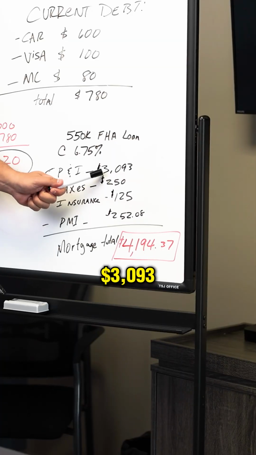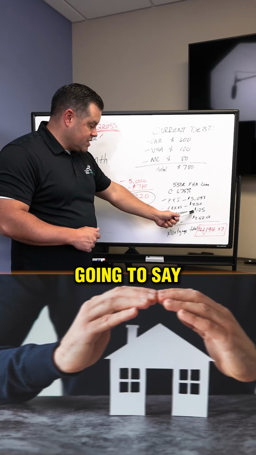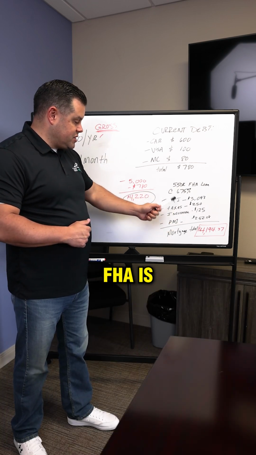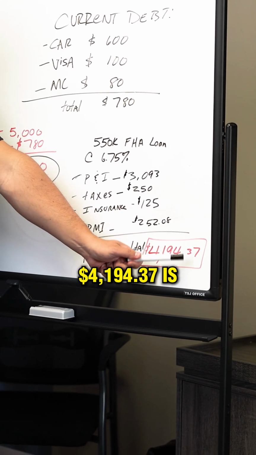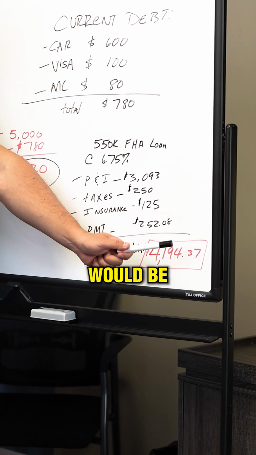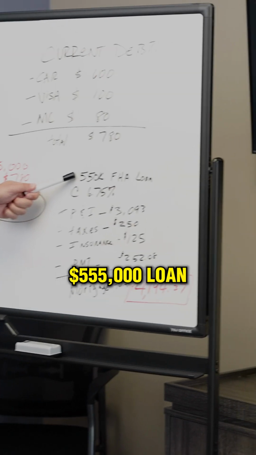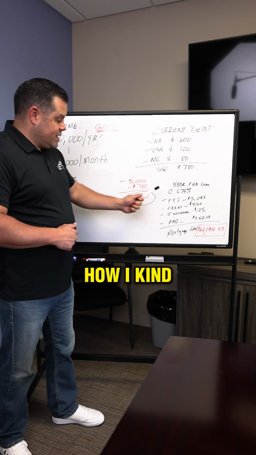So in this scenario, $3,093 is your principal and interest. We're going to say $250 a month for taxes on this size of a home. We're going to say home insurance is about $125 a month, and your private mortgage insurance in this FHA scenario is $252. Add all that together, $4,194.37 is what your mortgage payment would be. So we're pretty damn close to this number. So I would say, listen, you probably can qualify for a $555,000 loan because we have a little bit to work with, right? But that's how we reverse engineer.